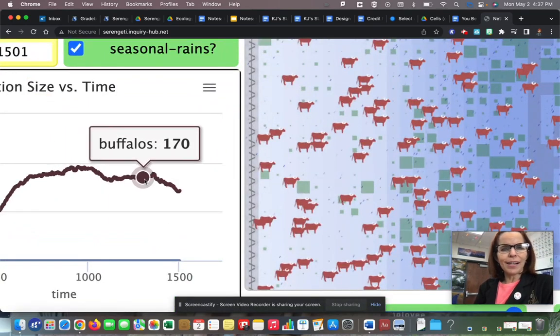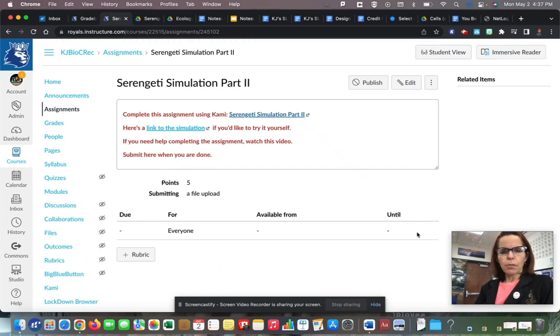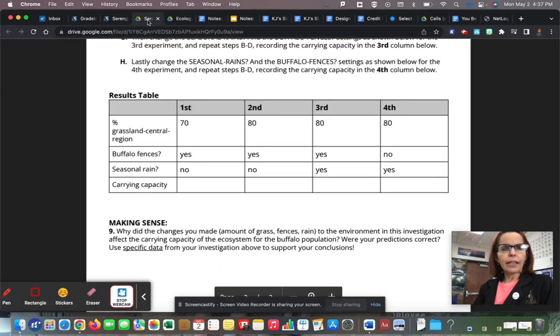Whoa, we haven't seen numbers like this before. This is huge. This one says 143. My guess is if we let it go for a little bit, we'd see that number bounce back up again, but it's okay. Let's go with 143. So on your data table, your last entry should be 143. Oops, I'm clicking on the wrong one. There we go. So 143 right here.